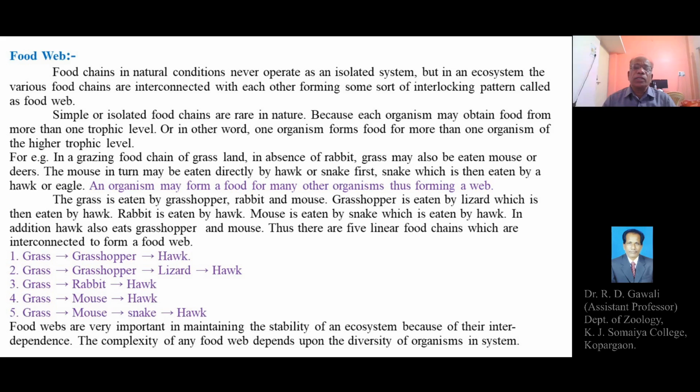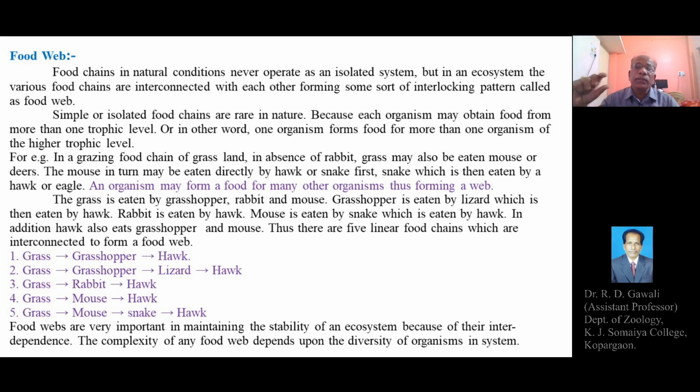The grass is eaten by grasshopper, rabbit, and the mouse. Grasshopper is eaten by lizard, which is then eaten by hawk, or rabbit is eaten by hawk. Mouse is eaten by snake, which is then eaten by hawk. In addition, hawk also eats the grasshopper and the mouse, and thus there are five linear food chains which are interconnected to form a web. So we'll explain them one by one as follows.